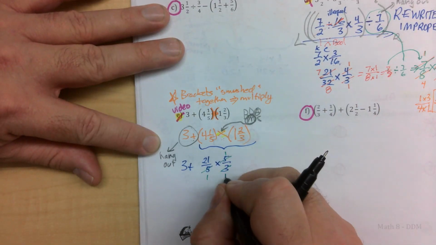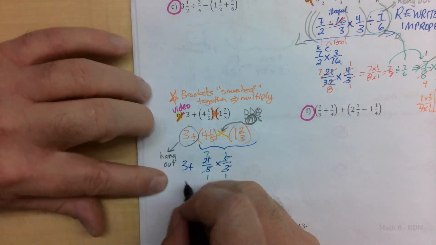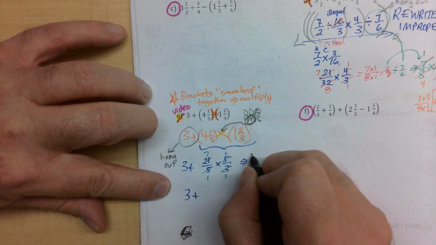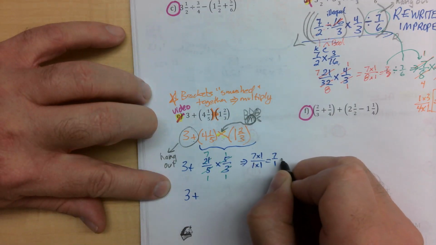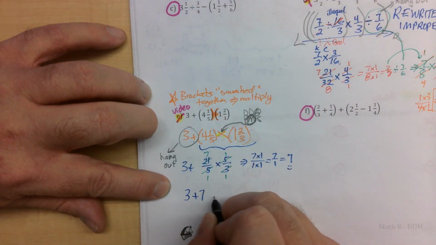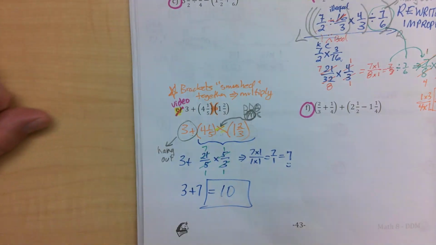And, of course, 3 goes into 3 once. There goes 7 times. Look what we have. It ends up being 3 plus, let's write it over here, 7 times 1. Look, it works out to be a whole number. Right? It's 3 plus 7. Happy times.